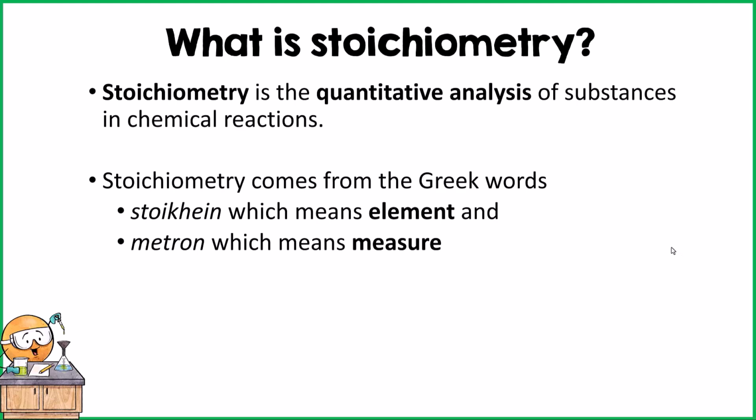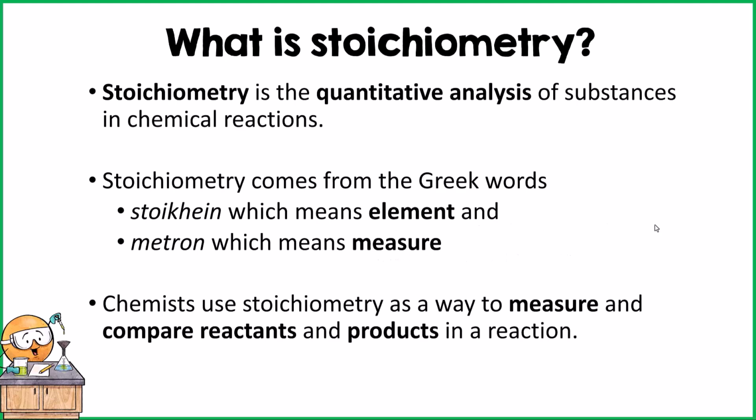Stoichiometry comes from the Greek words stoichein, which means element, and metron, which means measure. So we're going to be measuring the amount of elements. So chemists use stoichiometry as a way to measure and compare reactants and products in a chemical reaction.